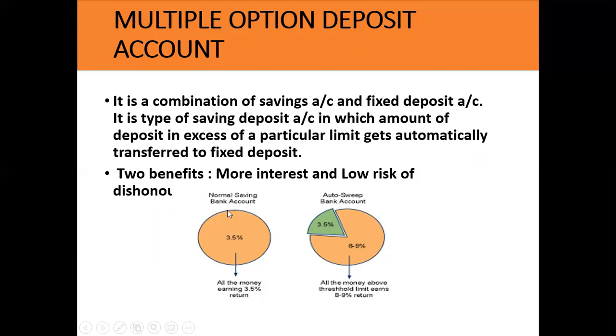In a normal bank saving account, you're getting 3.5%, all the money earning 3.5%. And here what is happening, because of the auto sweep bank account, whenever there's extra amount in your saving account, it automatically gets swept into your fixed deposit account, and in fixed deposit you're earning 8 to 9%. So all the money above the threshold limit earns more interest and hence gives you more return. I hope it is clear.